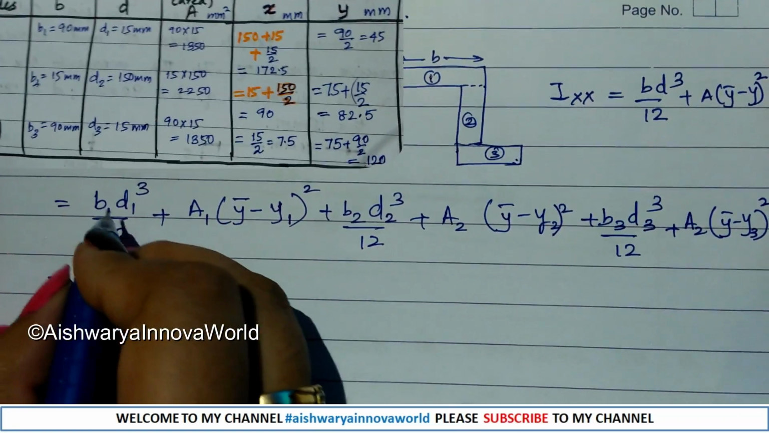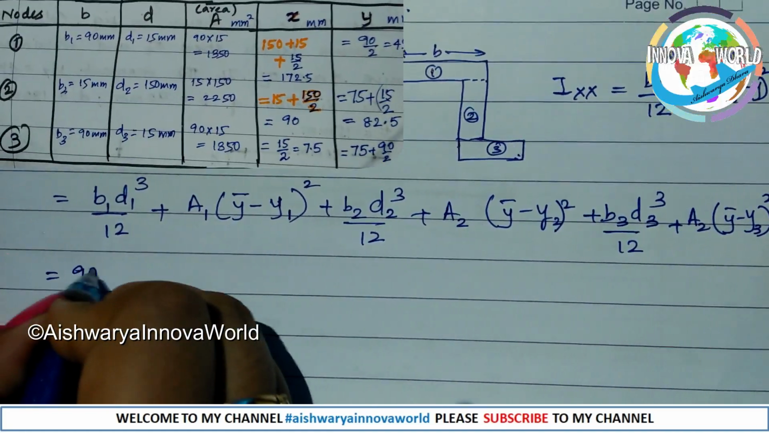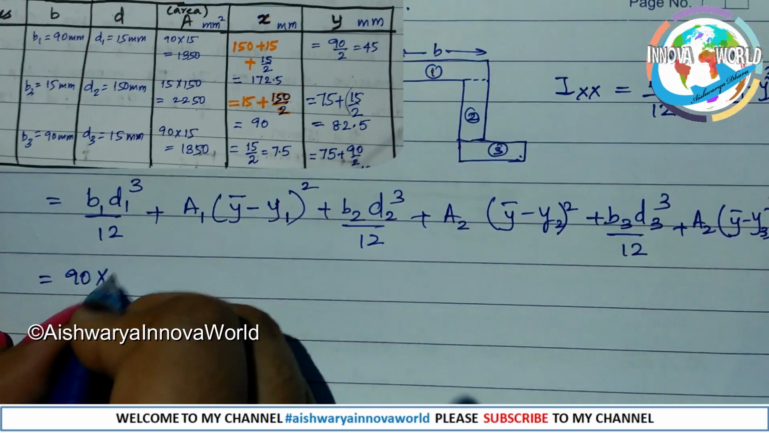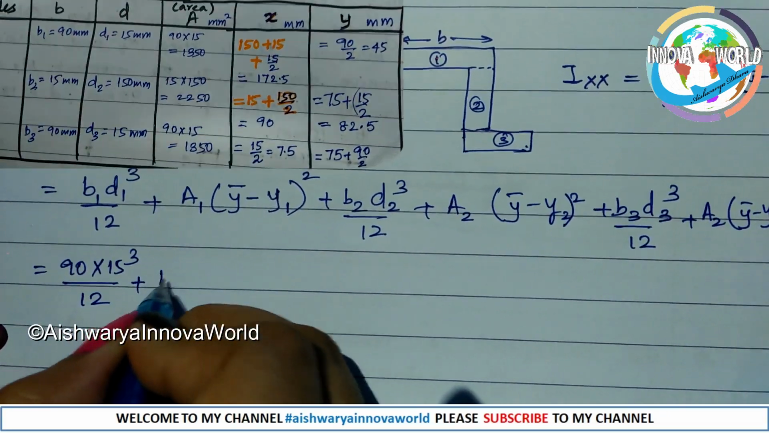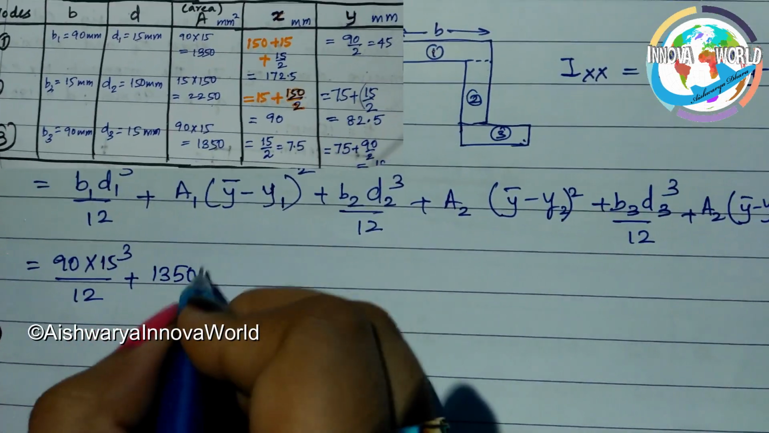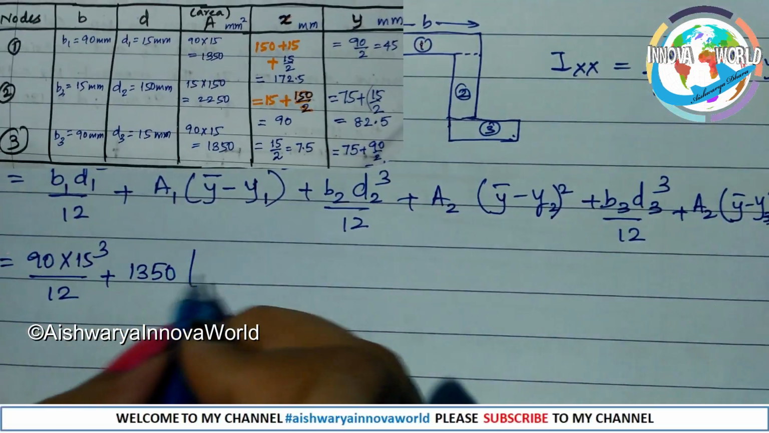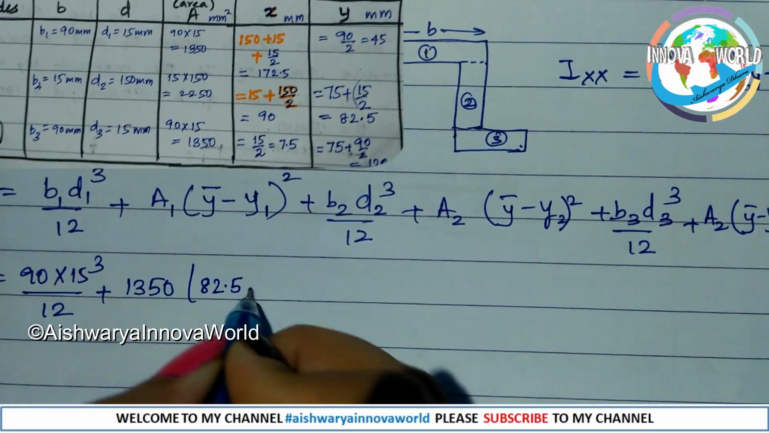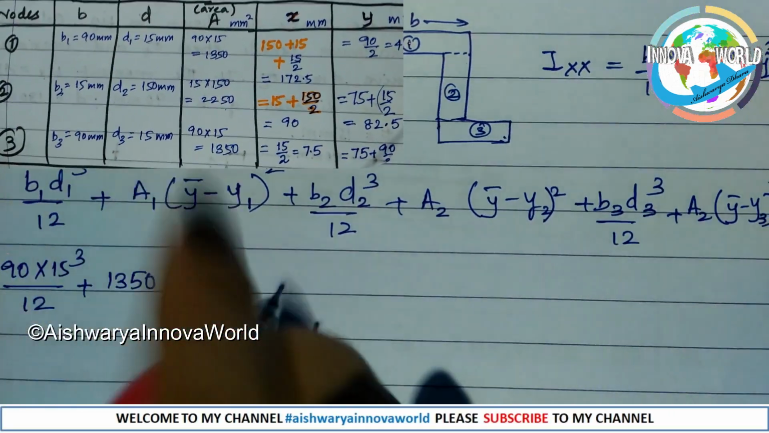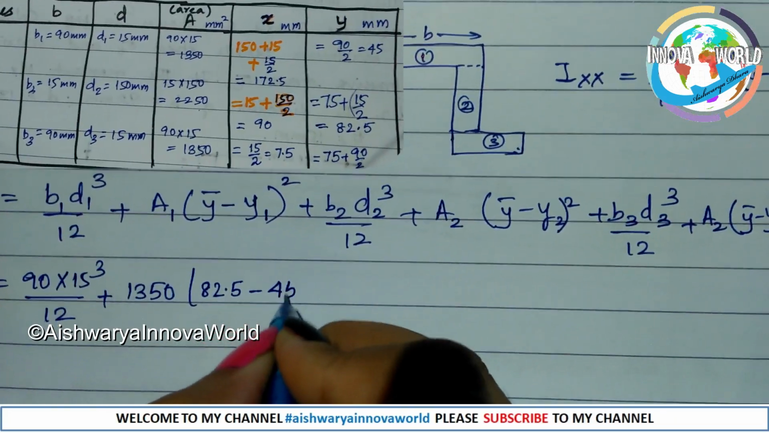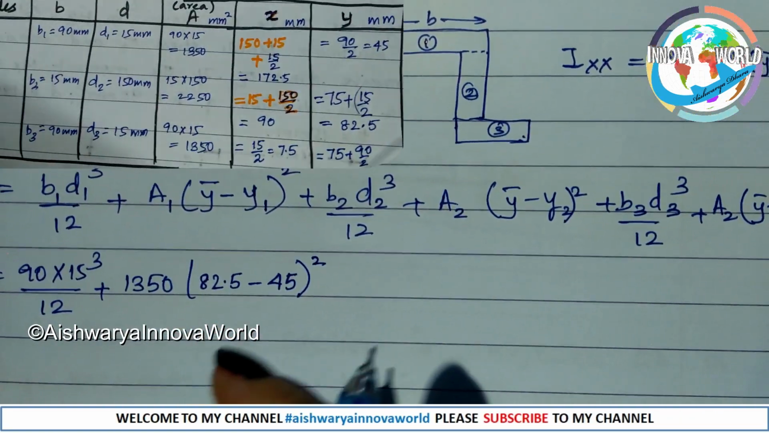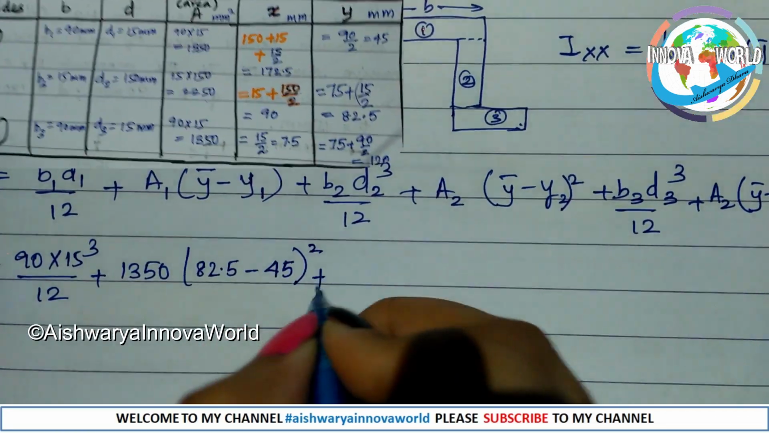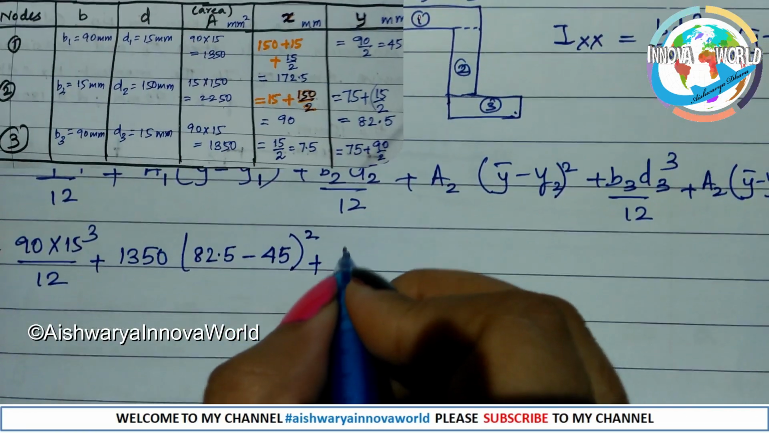So what is B1? B1 is 90. What is D1? 15 cube by 12. What is the area? 1350. Now what is y bar? 82.5. What is y1? See the table. We got 45. Similarly, substitute the other two.